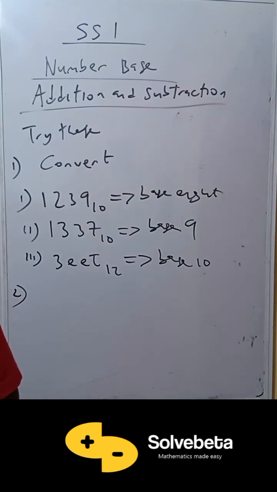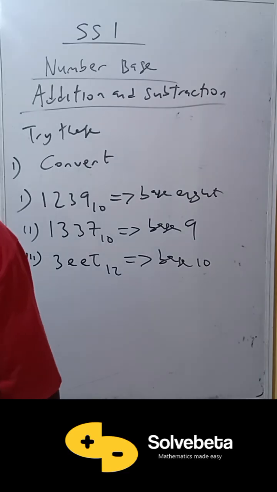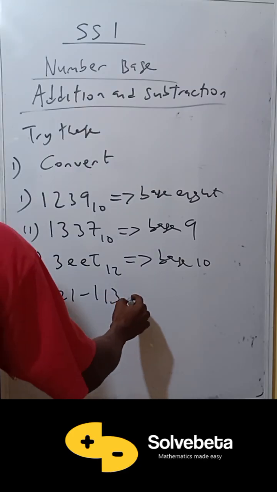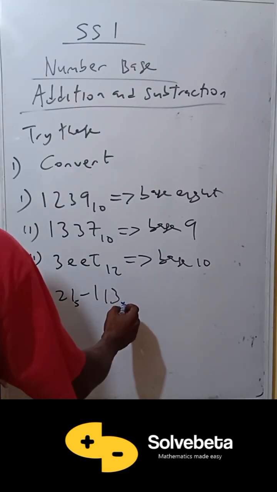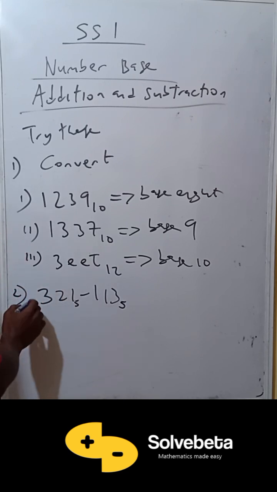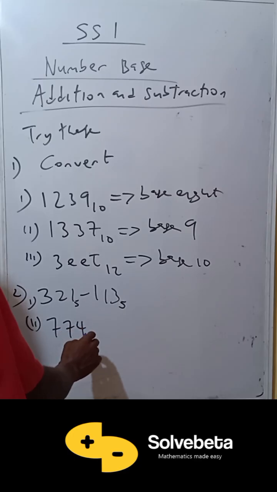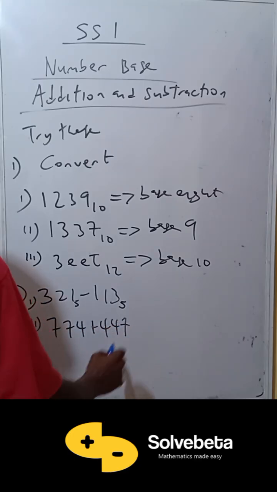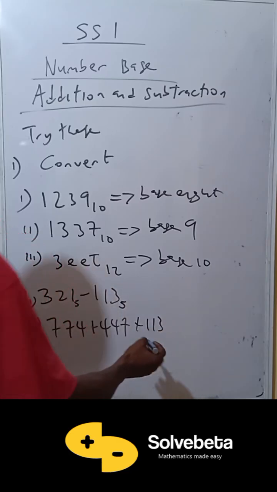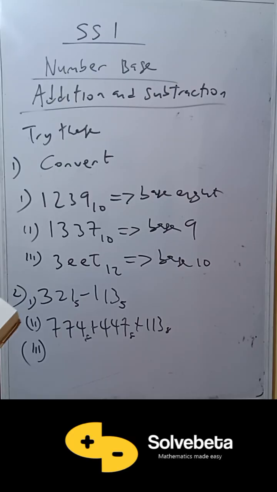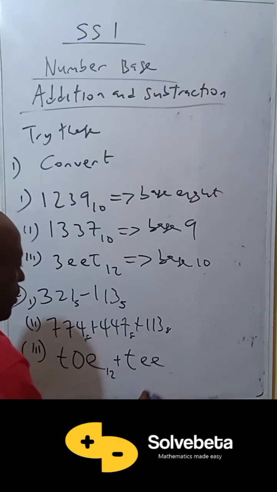Then you have to do addition and subtraction. 321 minus 113 in base 5. The second one, 774 plus 447 plus 113, all in base 8. T0E base 12 plus TEE base 12.